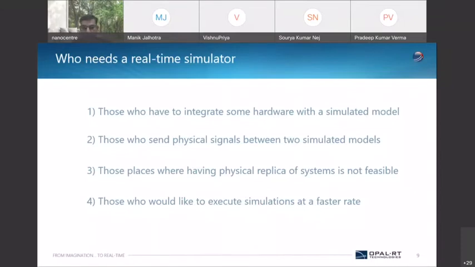But when we execute the same power system model on the real-time simulator and we ask it to run for 10 seconds, the real-time simulator will actually take only 10 seconds. That is why, whenever we want to execute the simulation at a faster rate, this is also possible with a real-time simulator.